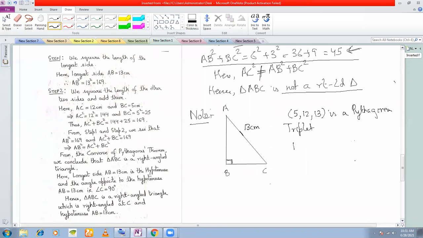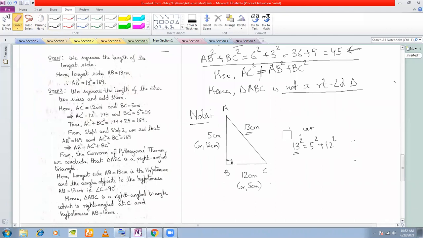That means 13 square is 5 square plus 12 square, right? So if your hypotenuse is 13, you can take this side to be 5 centimeters and this side to be 12 centimeters. Or you can take the other way also. You can take this side to be 12 centimeters and this side to be 5 centimeters. Is this clear? It has to be one of the numbers of a triplet.